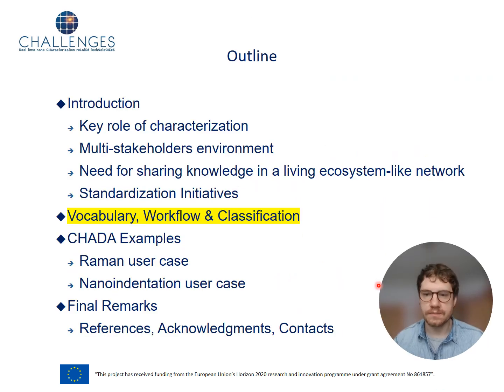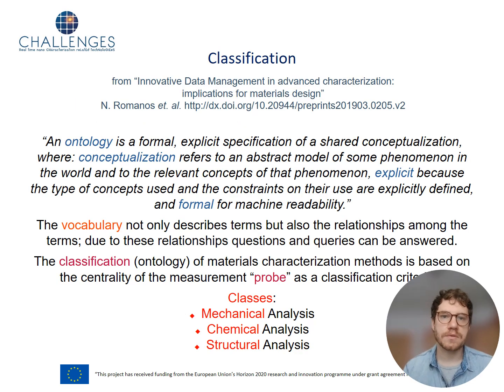After this short introduction, let me now come to the second part concerning the vocabulary, the workflow, and classification. Now, I've talked briefly about ontologies before, but now I would like to define precisely what the term means. So an ontology is a conceptualization of phenomena in the world, and it orders these phenomena by explicitly formalizing different classes that the phenomena or objects belong to. And so the classes can have different relationships with each other, which is the so-called vocabulary.